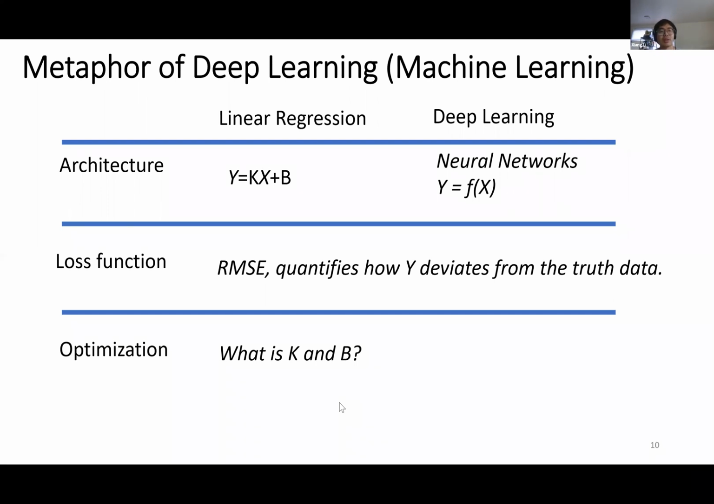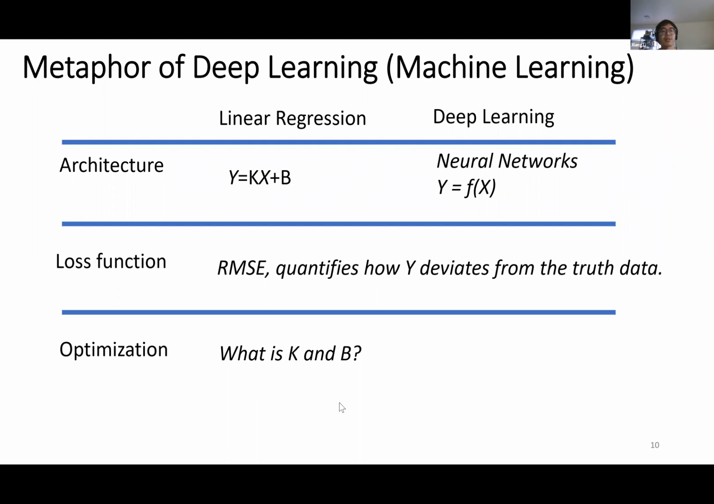And the loss function is how we want to train this model, like how do we want to find the k. In linear regression, it usually could be RMSE, the root mean squared error, which quantifies how the predicted y deviates from the truth data. Because although we have formed the architecture of linear regression as y equals kx plus b, how do we find the k and b, assuming that we only know x and y? So we might iterate, there are multiple options of k and b, but the best will be the one with the lowest loss function, which in this case is the lowest RMSE.